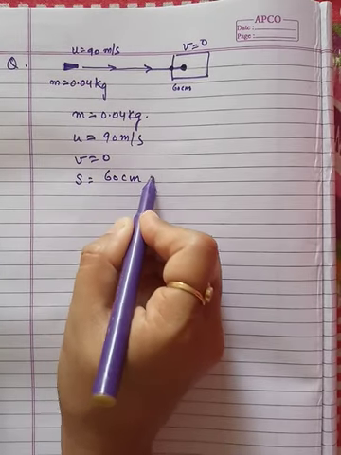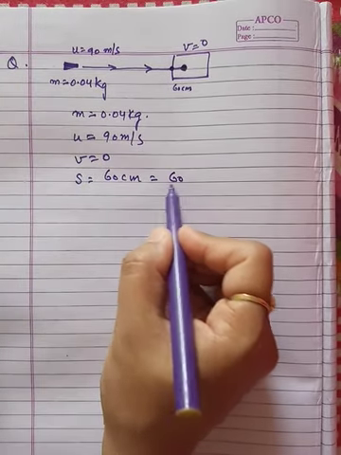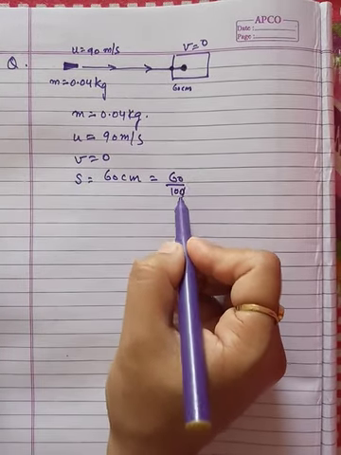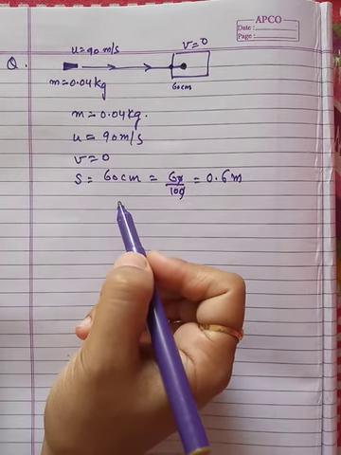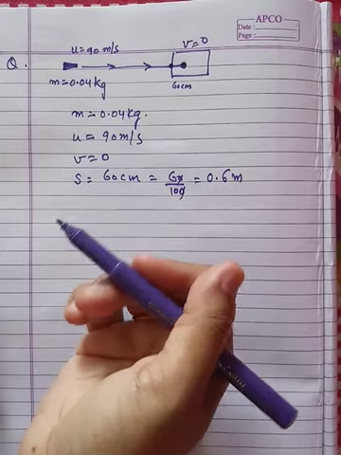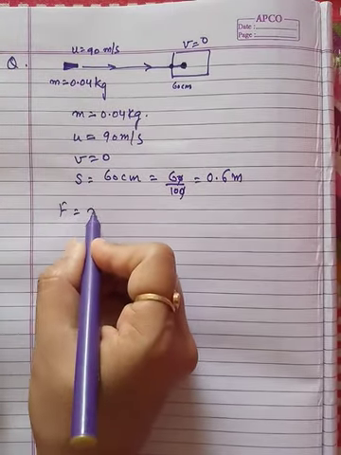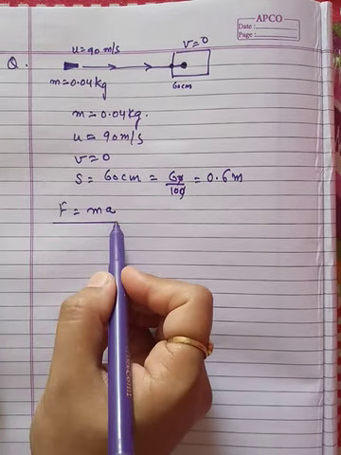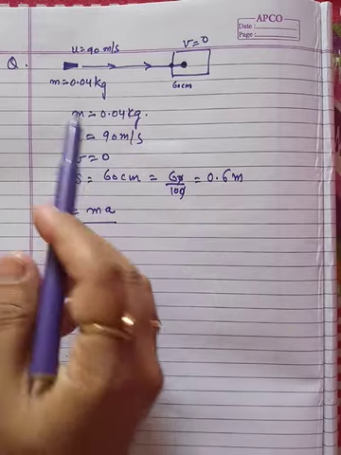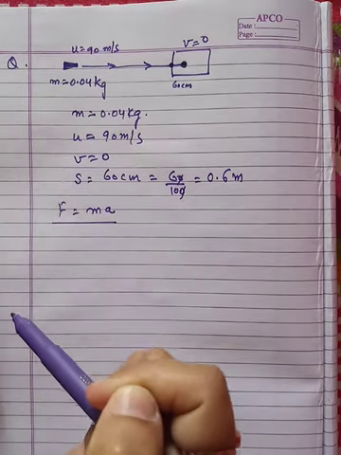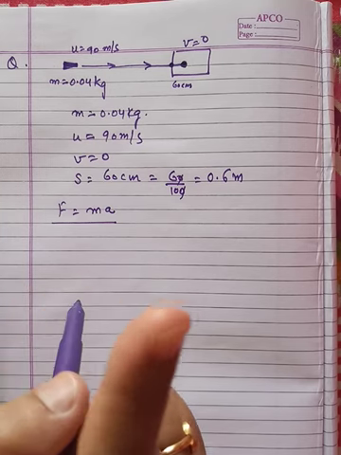60 centimeter, and it has to be converted into meters. So 60 divided by 100, that is 0.6 meters. Fine. Now we have to find out the force. So for force, F is equals to m into a, the same formula, but we don't have a over here, we have to find out a. So here using equations of motion we can find out, because we don't have time over here.